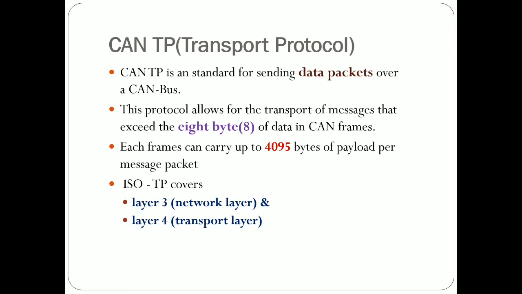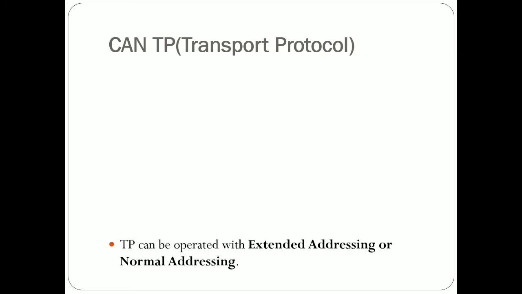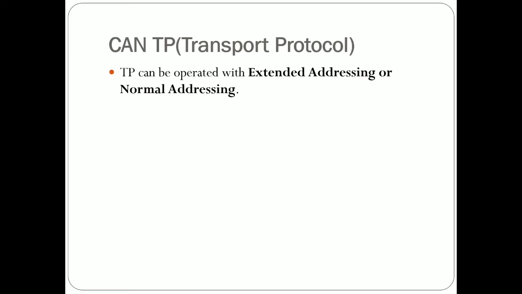CAN TP covers the third and fourth layers of the ISO model. As you know, ISO has 7 layers. CAN TP covers the network layer and the transport layer. The network layer is to interlink with the data, and the transport layer is to transport the data from one node to another.